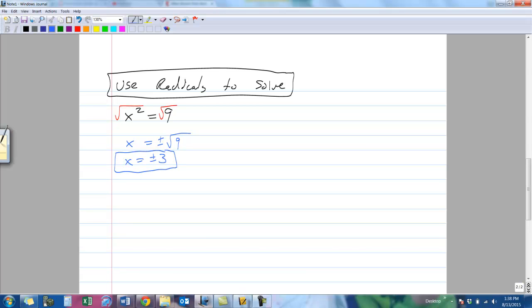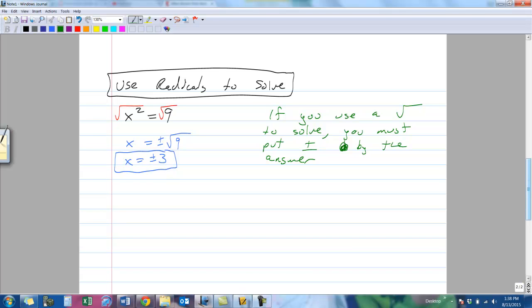Guys, that's going to be important. Here's what I need you to know. If you use a square root to solve, you must put a plus or minus by the answer. You got to put a plus or minus. Whenever you use a square root, you're going to put a plus or minus.